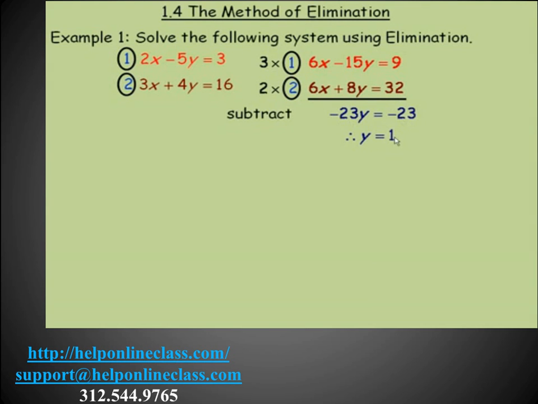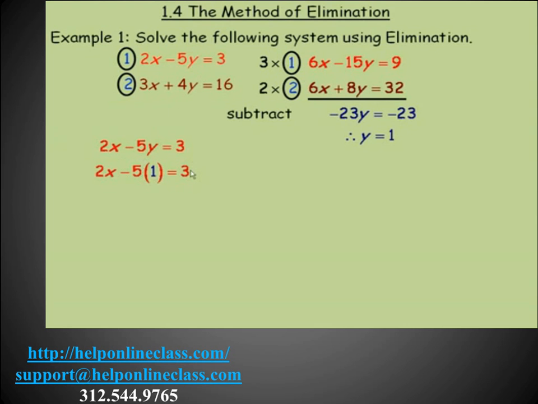Now, so we have y now. We need to find x now. So we take one of these equations. I'm going to use the first one. We're going to substitute the 1 in place of y here. So 5 times 1, of course, is 5. So we have a minus 5 here.